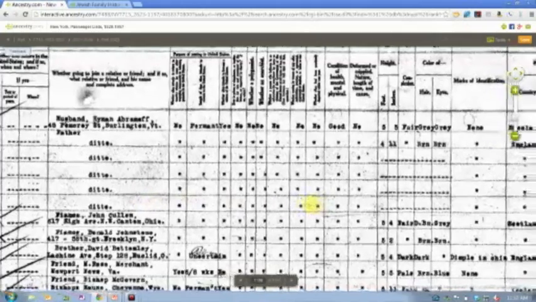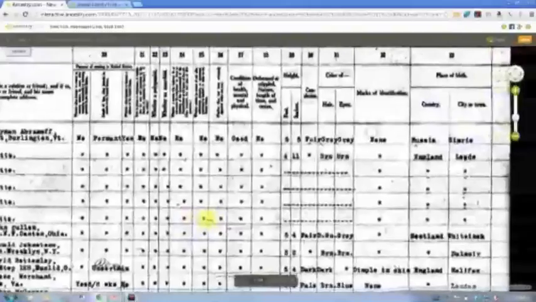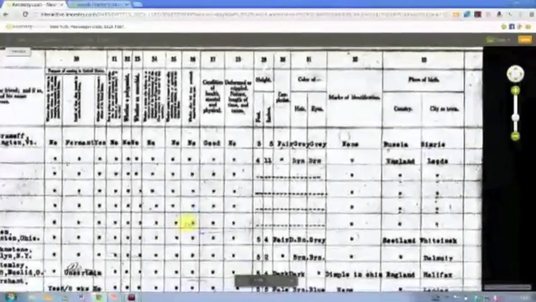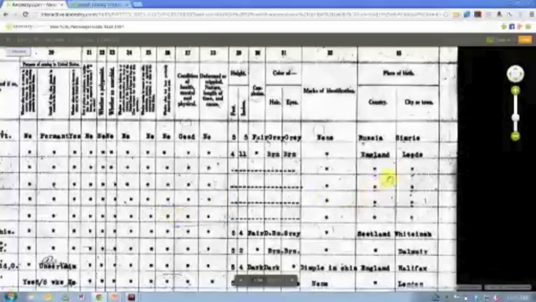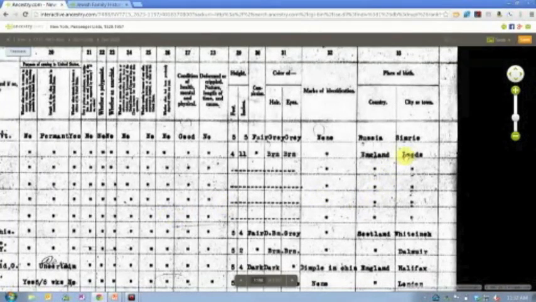Now, over here we have information about their health and their height and their weight and what they look like, any identifying marks, and then this very last column over here is actually the place of birth. Now remember, they came from Leeds, England, and if you note, all of the children here were born in Leeds, England, but the mother was born in Simri, Russia.